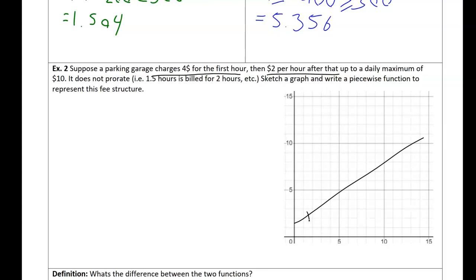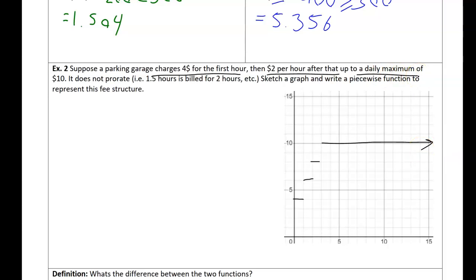So rather than getting a nice smooth curve like this, really we're going to get pieces, steps really. It's called a step function. So let's see what this particular step function looks like. So $4 for the first hour, that means we're going to have a little chunk here, right? Then $2 per hour after that, up to a daily maximum of $10. Okay, well, that means for my second hour, it cost me $6. For my third hour, it cost me $8. And for every hour after that, it cost me $10. And draw a little arrow there because that's my daily maximum. So that's the most they're going to charge me, which is nice.